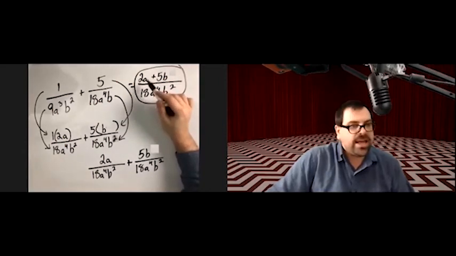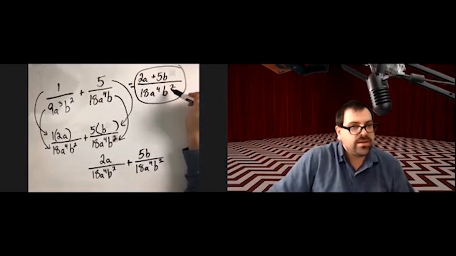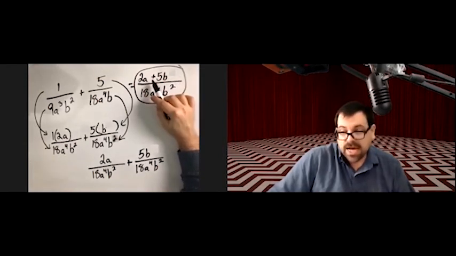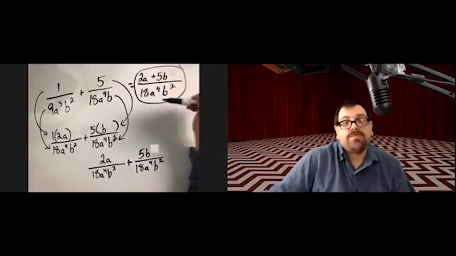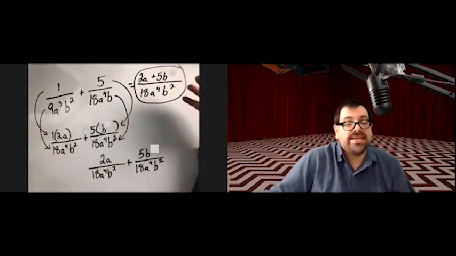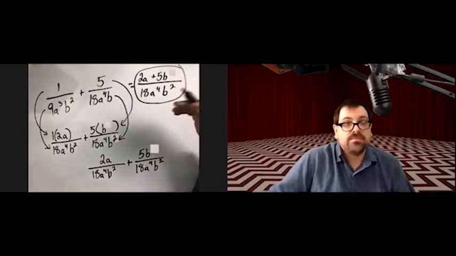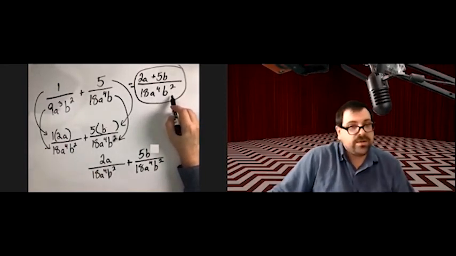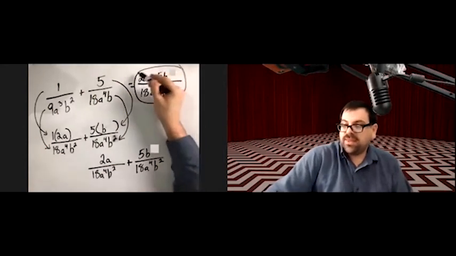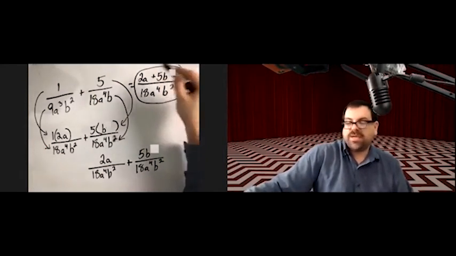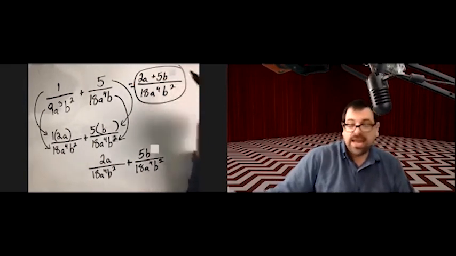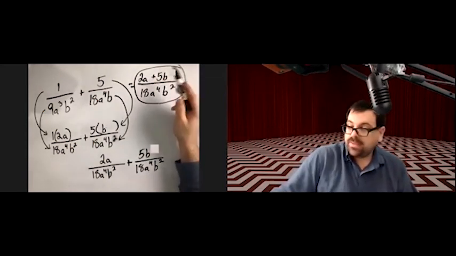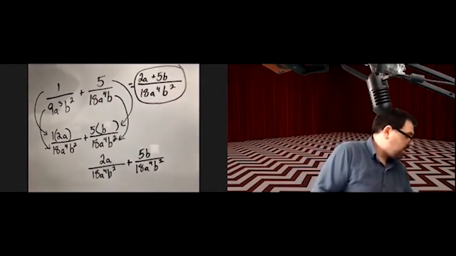No, you cannot cancel here, because the top says 2a plus 5b. If it was times, then yeah, have at it, start canceling. Canceling is something that can only be done when everything is factored and written as multiplications. Here we have the 18 times the a to the 4th times the b squared, but those are only eligible to factor with the entire 2a plus 5b. And since we don't have a 2a plus 5b on the bottom, we can't cancel any of that away. That is our simplified final answer.